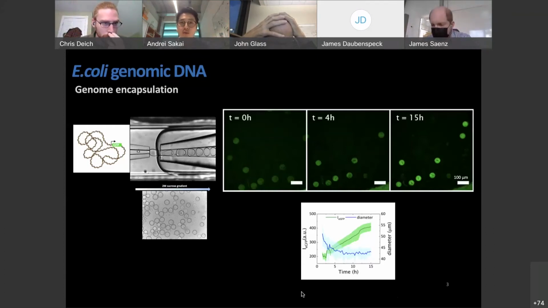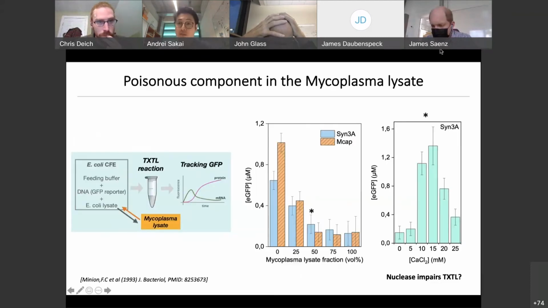So, okay, I'll come back to our results for the mycoplasma system. What you've seen so far is that we don't get any transcription from our lysates prepared basically from two strains. We worked with Mycoplasma capricolum and also the SYNC3A. And the first thing that we wanted to know is, what is the poisonous component in the mycoplasma lysate? What is going wrong with the mycoplasma lysate that we don't get any expression?